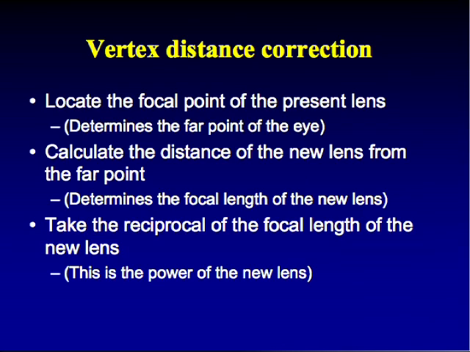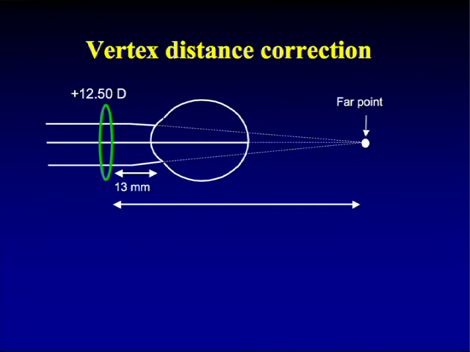First, you figure out the focal point of the present lens because that tells you where the far point of the eye is. Then you calculate the distance of the new lens from the far point. And then you take a reciprocal of that new distance because that's going to be the power of the new lens. So let's look at an example. A patient comes into your office wearing plus 12.5 diopter spectacle lenses with a vertex distance measurement of 13 millimeters. The patient wishes to have contact lenses. What power contact lens would you likely need?